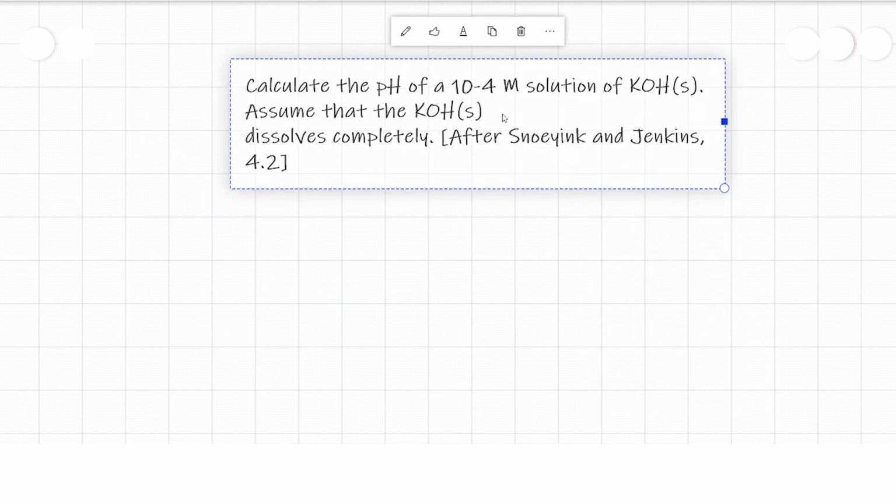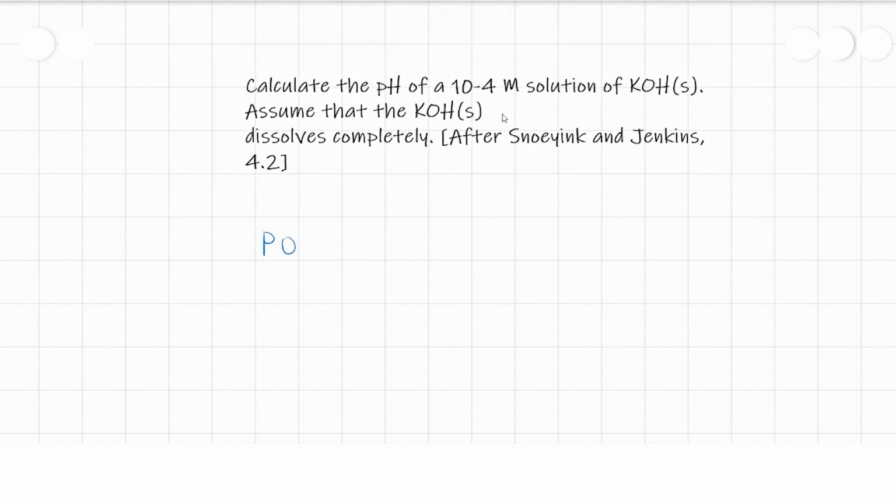Calculate the pH of 10 to the power minus 4 molar solution of potassium hydroxide. Assume that the potassium hydroxide solid dissolves completely. So we said that pOH is equal to minus log the OH concentration of my solution. In here I have it 10 to the power minus 4, so the pOH is equal to minus log 10 to the power minus 4, which is equal to 4.